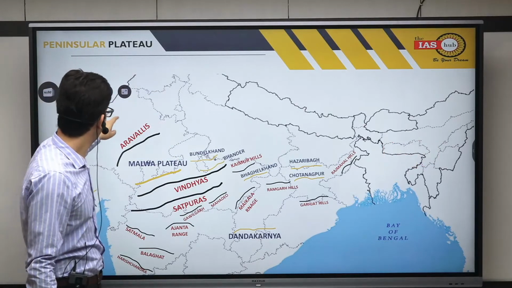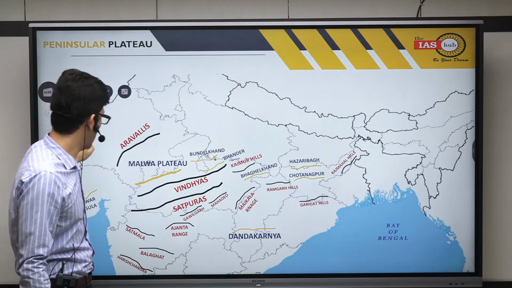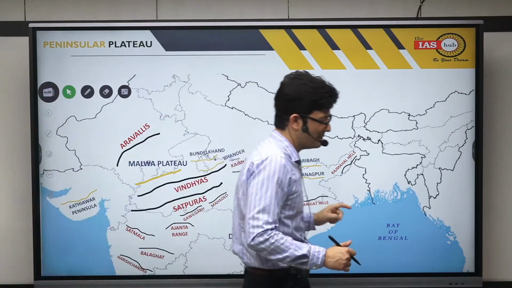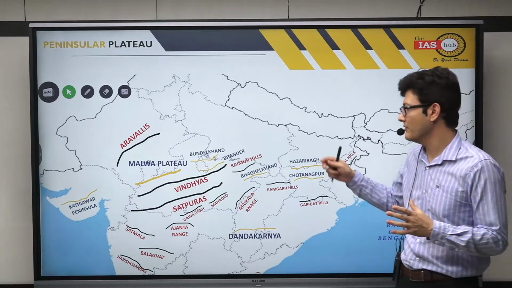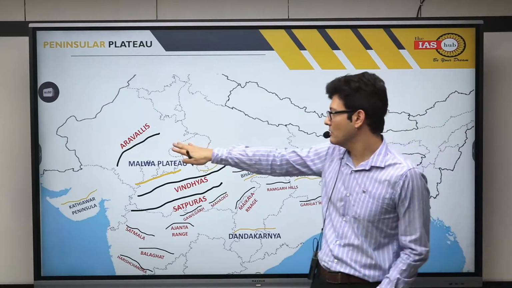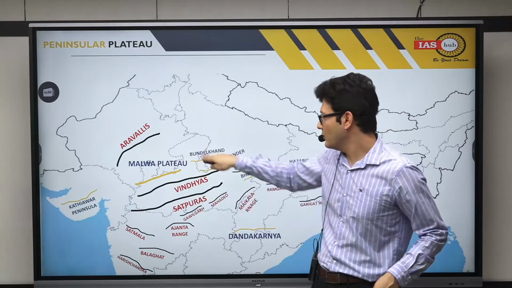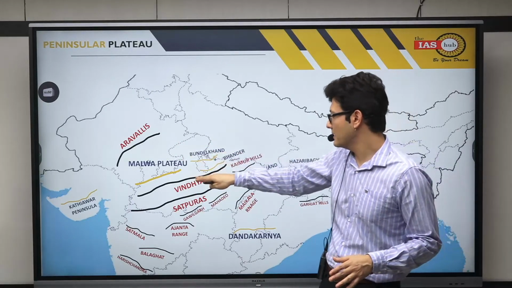So if you mark these places in a blank map, you'll get an idea of the location, and depending on which location. See, you have to learn about 2-3 ranges. Then only you can locate these ranges accordingly.